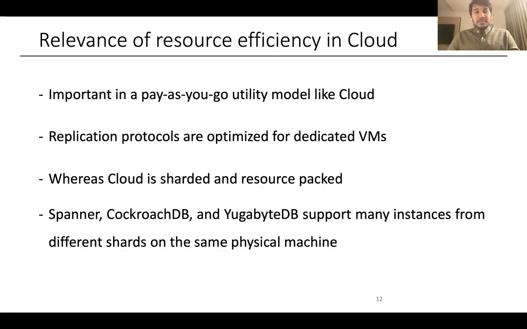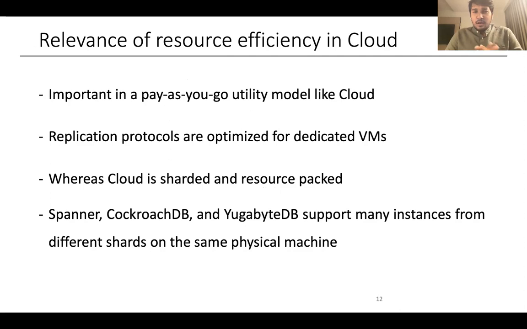So resource efficiency matters because all these replication protocols are actually deployed on cloud, which is a pay-as-you-go utility model, and we need to be aware of the amount of resources we actually end up utilizing. And we have seen replication protocols like ePaxos earlier, which try to optimize by shifting the load from the bottleneck node to the idle resources. But these optimizations are done keeping in mind that the machines are actually dedicated. In reality, all the databases are actually deployed on cloud where resources are generally packed, leaving very limited to no idle resources for these replication protocols to utilize.